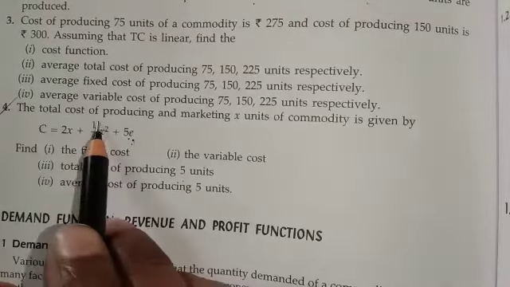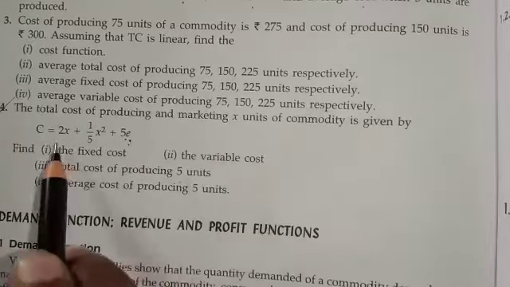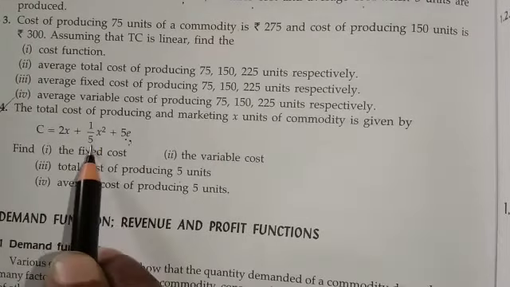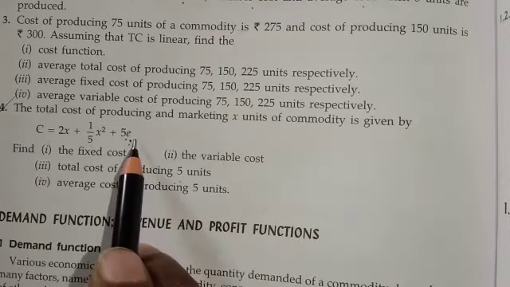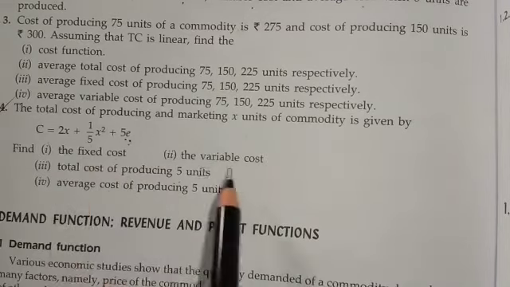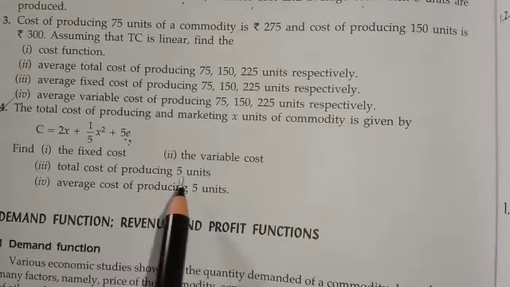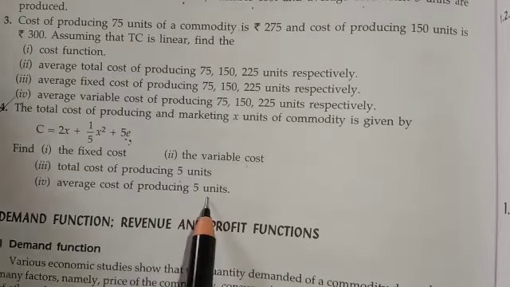The total cost of producing and marketing x units of a commodity is given by C equal to 2x plus 1/5 x² plus 5e. 5e is the constant, that is the fixed cost. Find the fixed cost, variable cost, total cost of producing 5 units, and average cost of producing 5 units. Let us see one by one. First of all, what is the cost function given?